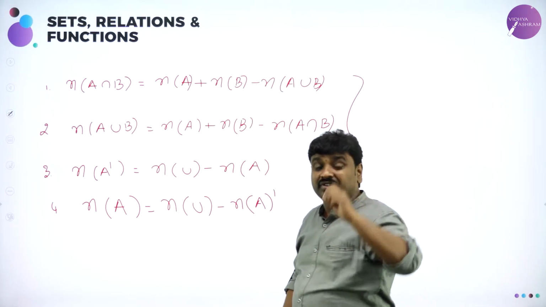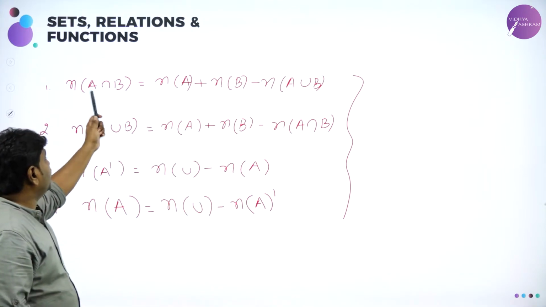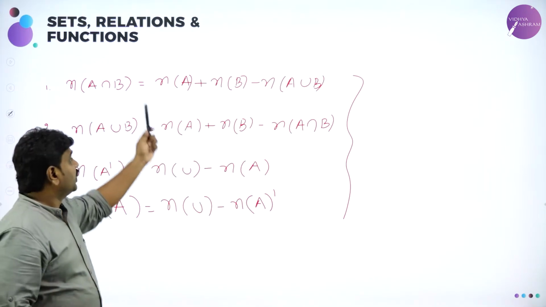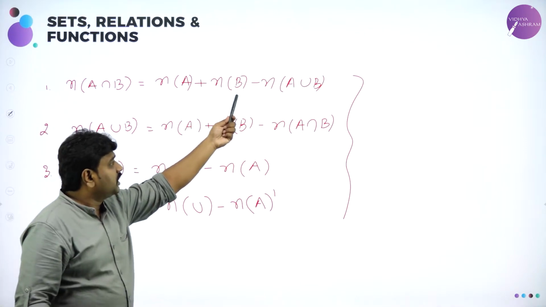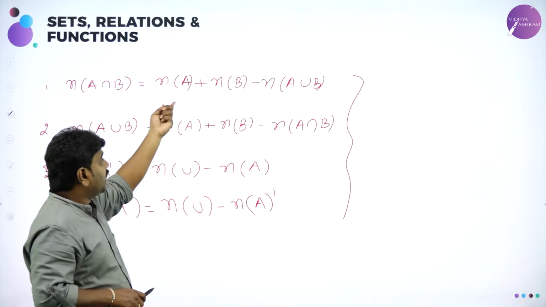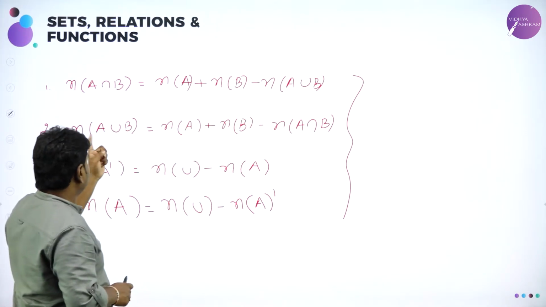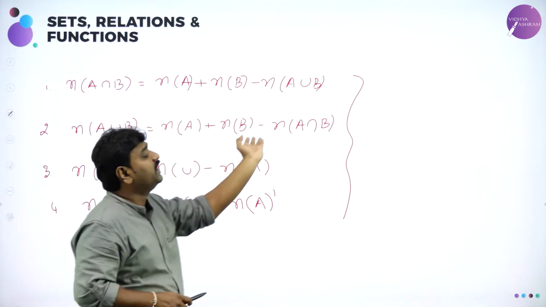Once you are thorough with these relations, any problem becomes simpler. Now what is the first relation? N of A intersection B. What is n of A intersection B? N of A plus n of B minus n of A union B. See, if you want A intersection B, add n of A and n of B and remove the union. If you want the union, add A and B and remove the intersection.